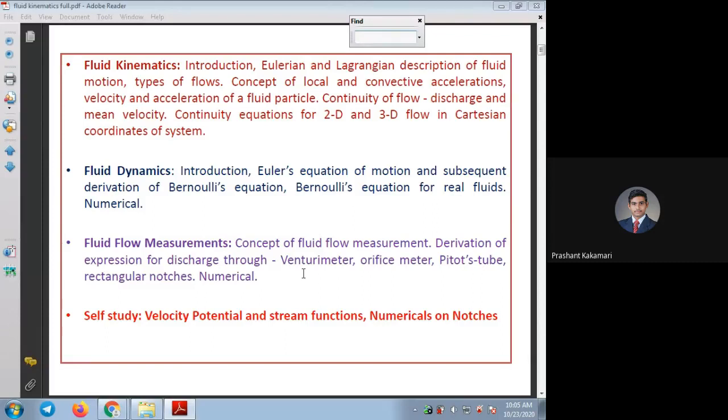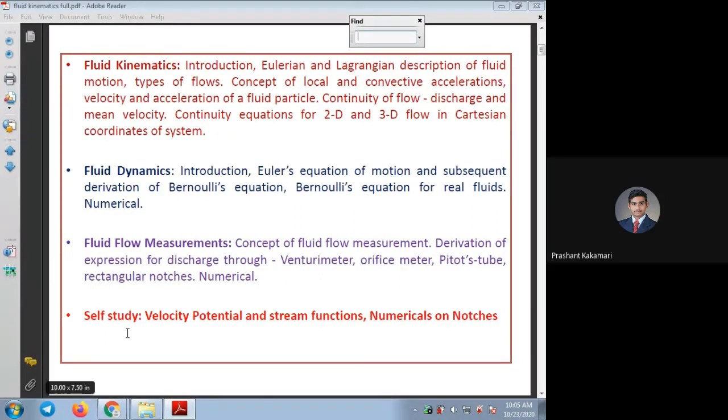Here we are going to derive the equations which you use in the lab. Already in the lab we have used the equations. So those equations, how we came to know them, or how we find the discharge or the flow of the fluid. Those equations are derived here, and we use them in the numericals or in the lab.